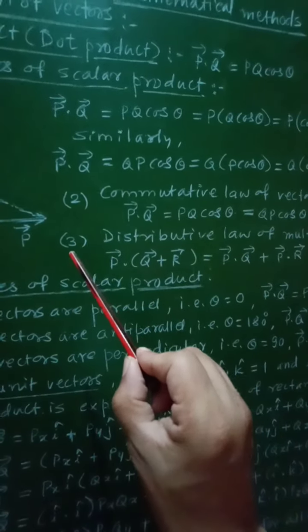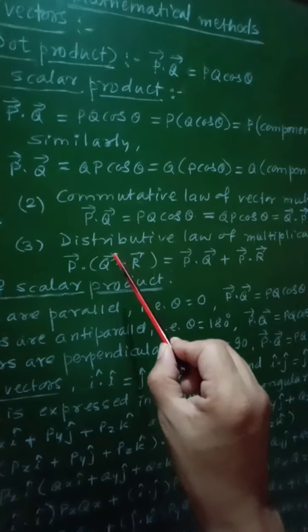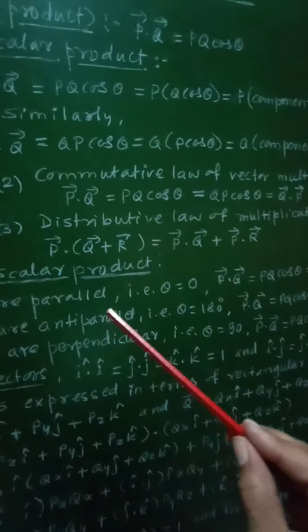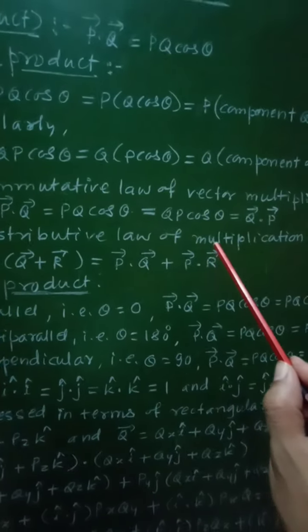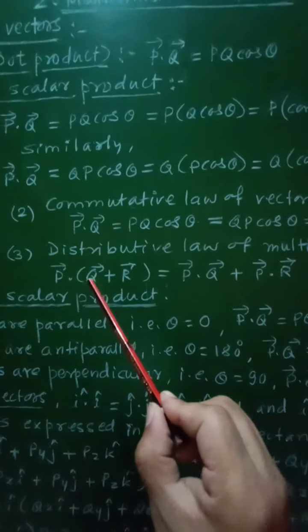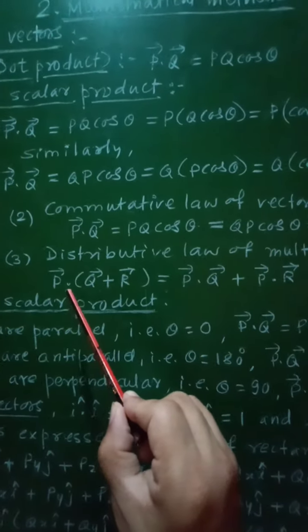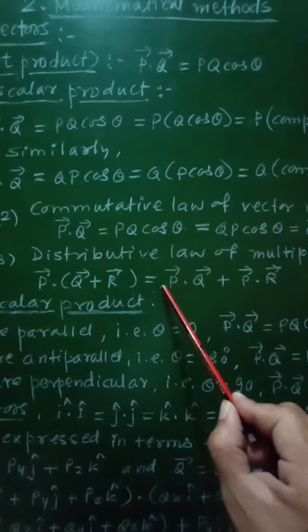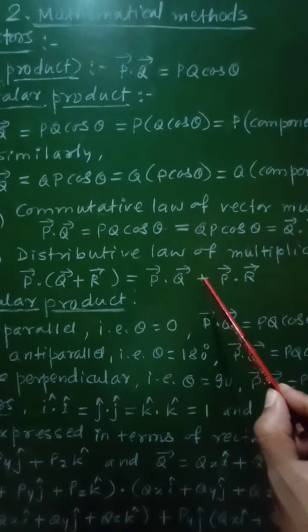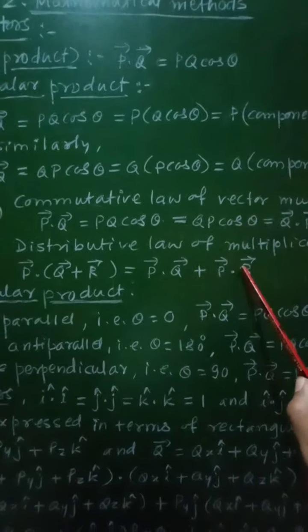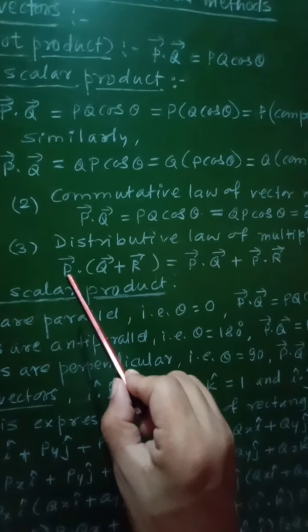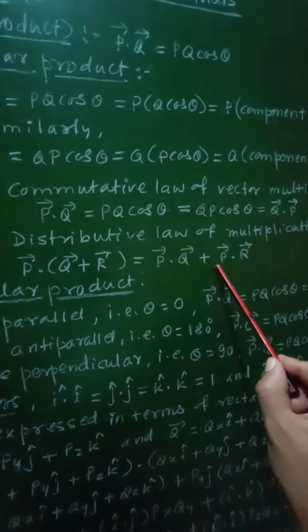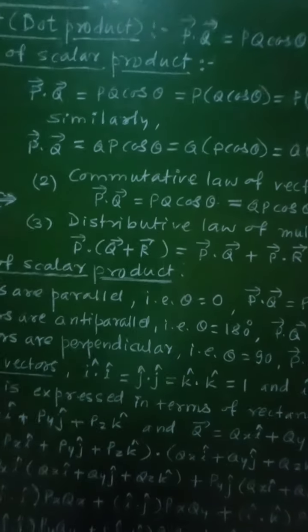Let us consider the third characteristic, that is the scalar product obeys the distributive law of multiplication. Mathematically it will be given as, for three different vectors, vector p dot (vector q plus vector r) will be equal to vector p dot vector q plus vector p dot vector r. It is similar to 2 into (3 plus 4) being equal to 2 into 3 plus 2 into 4. The answer will be the same.